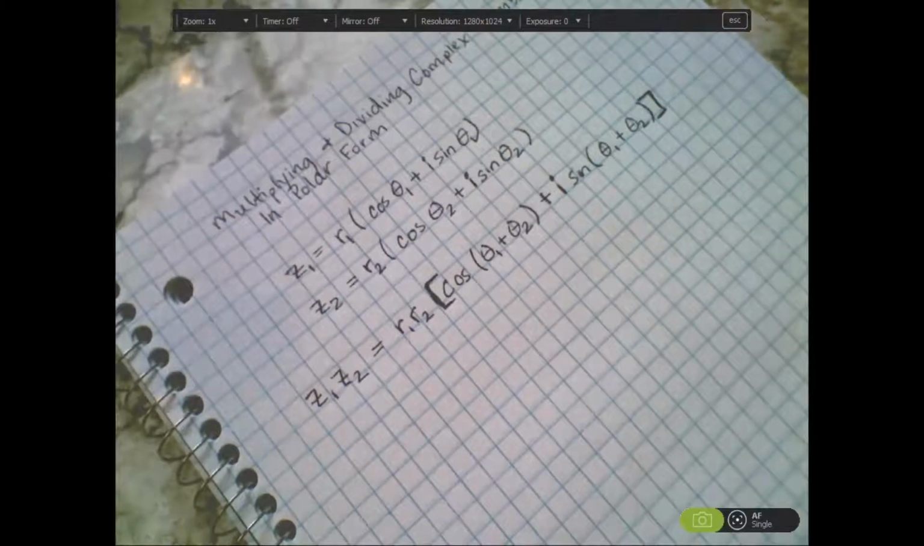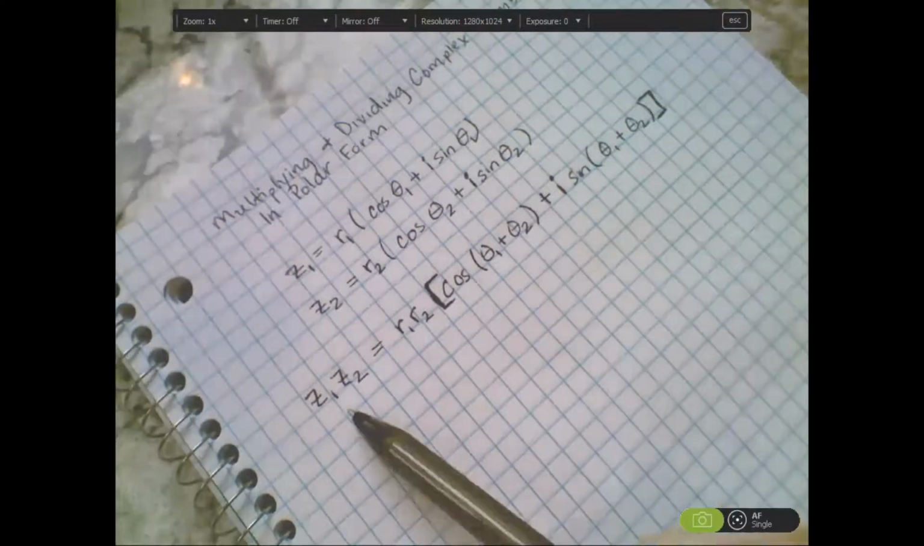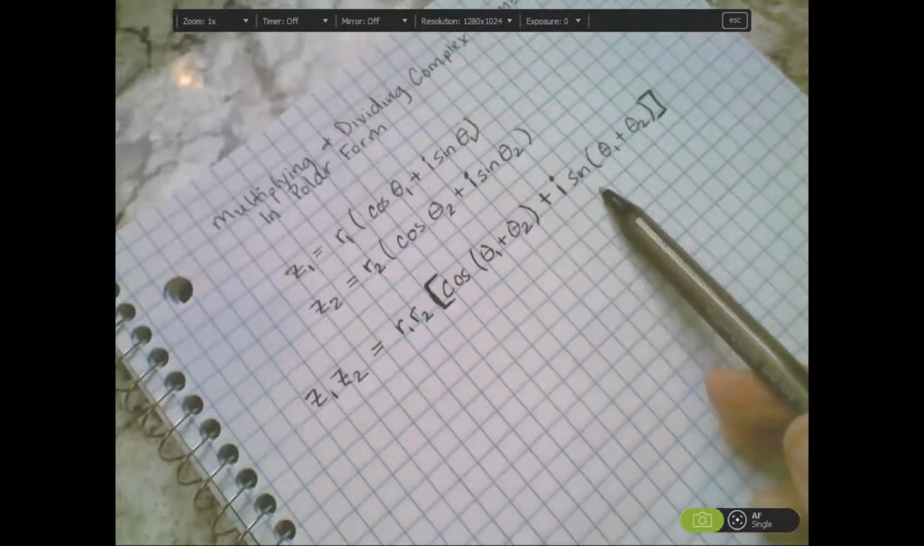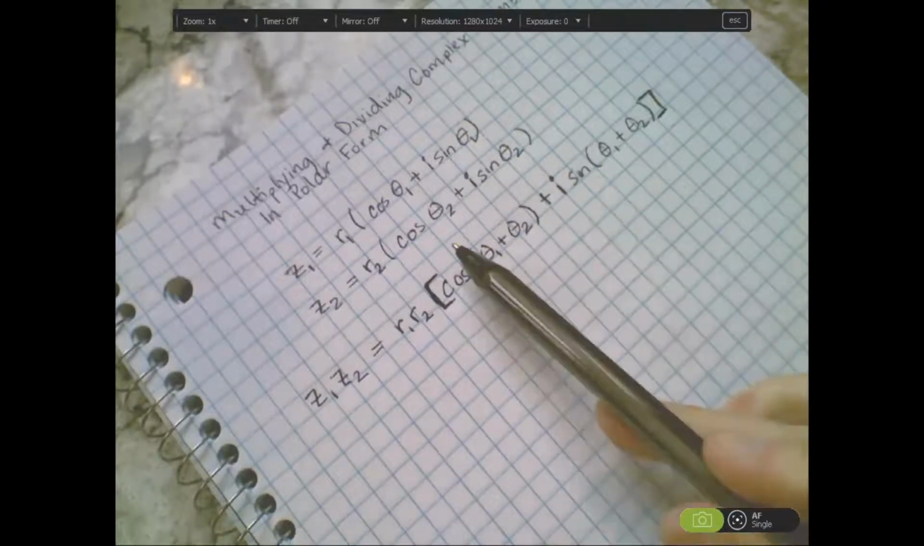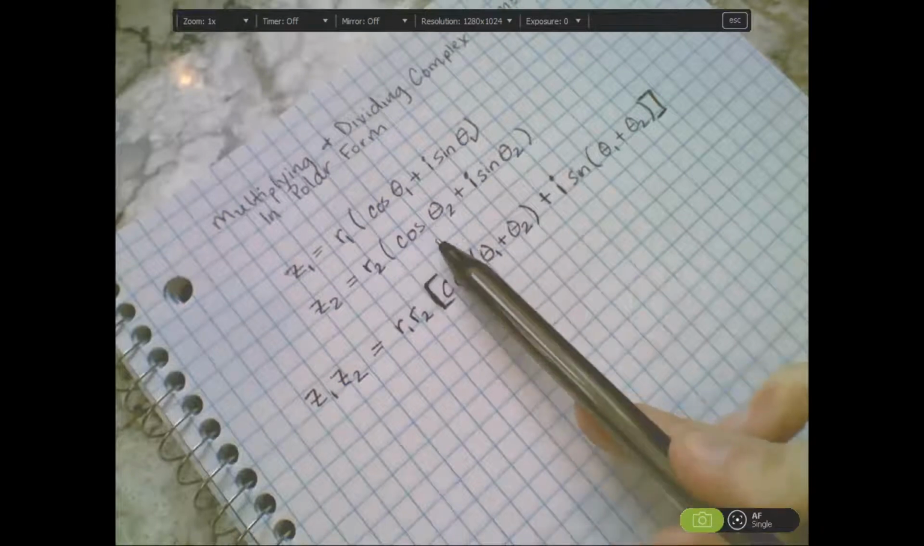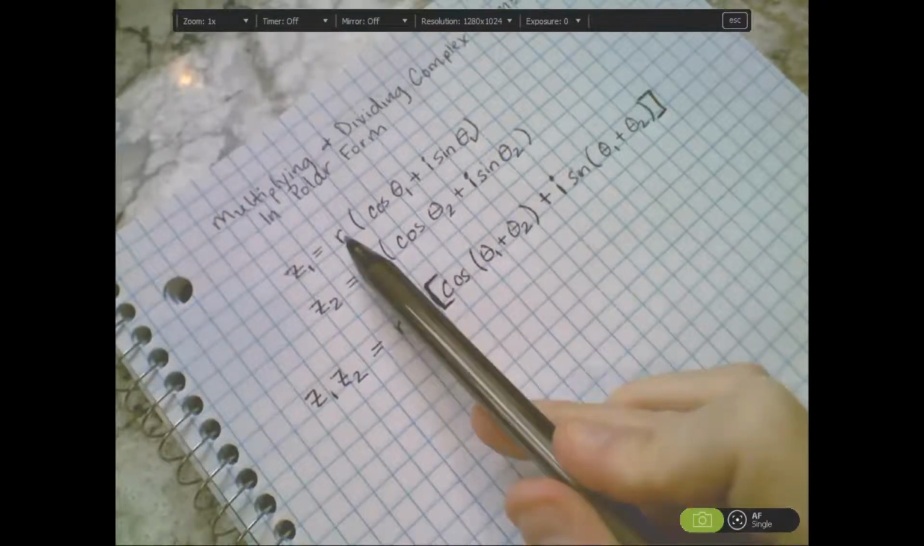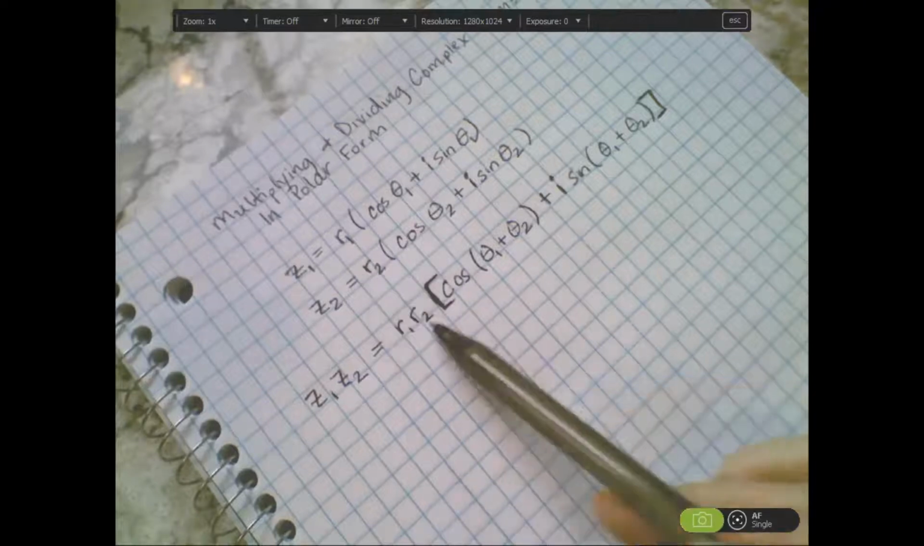So you can see that when we multiply them together, the answer is still going to have the same form as the two original things we started with. We're still going to have a number out front, just like we had a number out front for both of these.